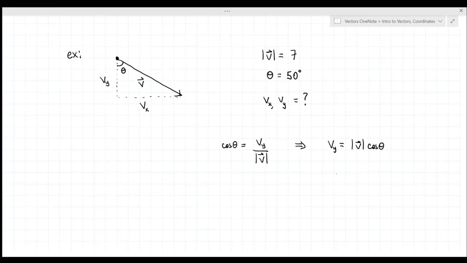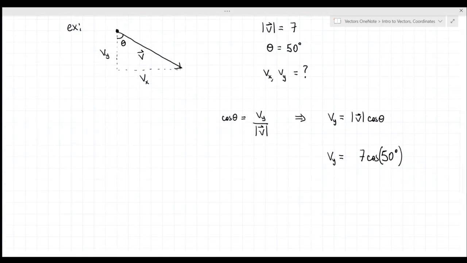Let's see here. Okay, so if I plug in the numbers right now in this example, the magnitude of V we had was 7. The angle we had was 50 degrees. So this would be 7, and then cosine of 50 degrees.